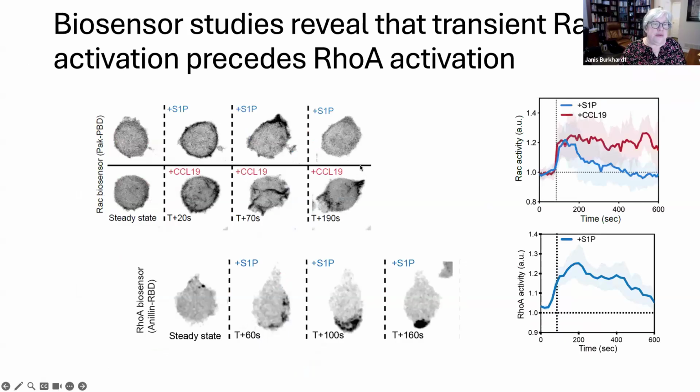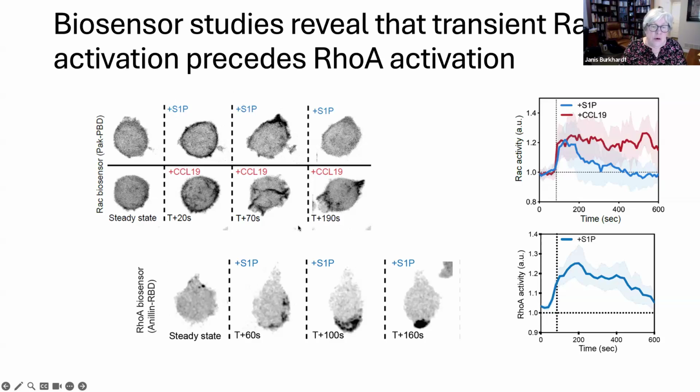So Henry was kind enough to help us out in our system using his biosensors. And when we looked with the RAC biosensor, we could now detect a transient RAC activation downstream of S1P. And it makes sense that we couldn't see this biochemically because this is a single cell assay. You're looking in one place, and it's a very transient response. Here in the blue line is the RAC activation downstream of S1P, compared with this sustained RAC activation that you get from CCL19. So it does happen.